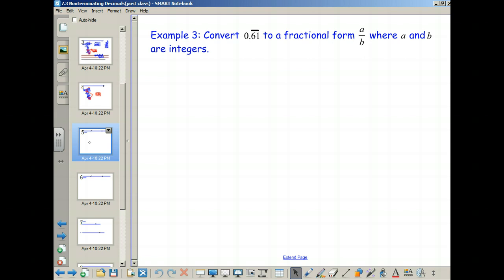So what we would normally do if this bar were not on top of it is, what would we do with 0.61? We'd put it over 100, and then we'd reduce it if it's possible to reduce it, right? Okay. Well, that bar on the top of it makes that tricky because it's really not 0.61. It's the decimal 0.6161..., and when do you stop? Never, right? So how do I handle this?